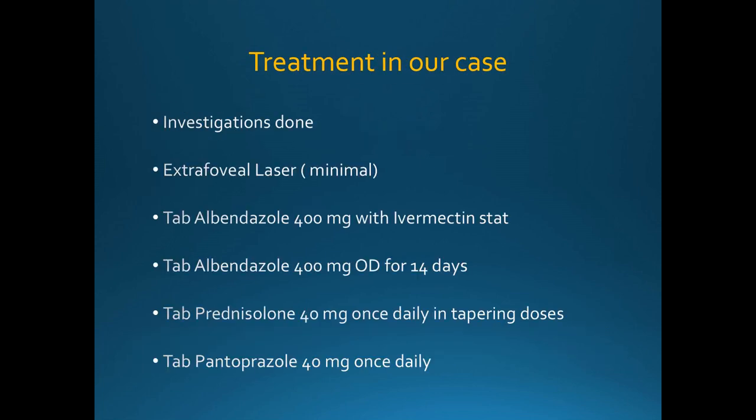In our case, we did our baseline blood investigations. They showed mild raise in ESR and the stool tests were normal. Extrafoveal laser was done initially, which was minimal, but we were not able to hit the worm. Then tab albendazole 400 mg with ivermectin was given stat, followed by albendazole 400 mg at night for 2 weeks. This was given under steroid cover with tapering doses.